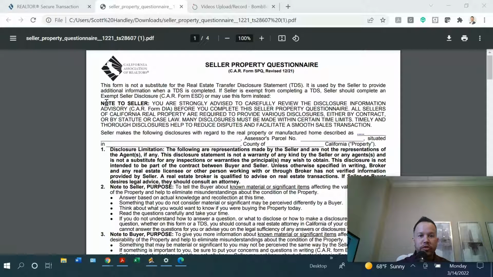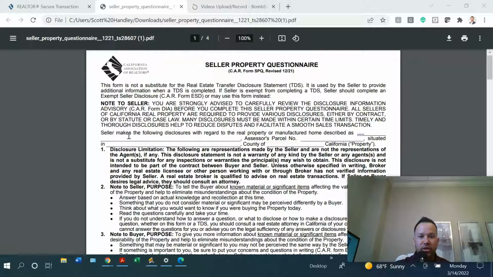Next section here, note to seller. You are strongly advised to carefully review the disclosure information advisory, CAR Form DIA, before you complete this seller property questionnaire. All sellers of California real property are required to provide various disclosures either by contract or by statute or case law. Many disclosures must be made within certain time limits. Timely and thorough disclosures help to reduce disputes and facilitate a smooth sales transaction. So that's a legal disclaimer, just a little note to seller.